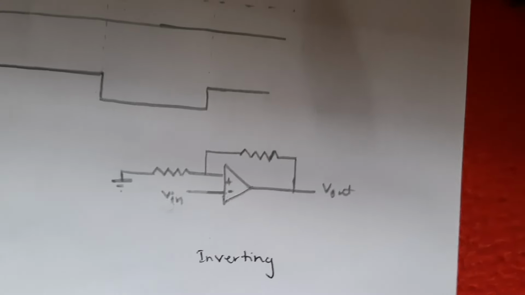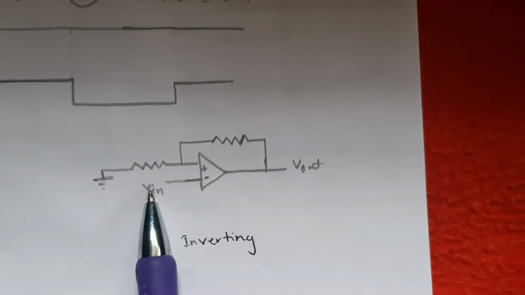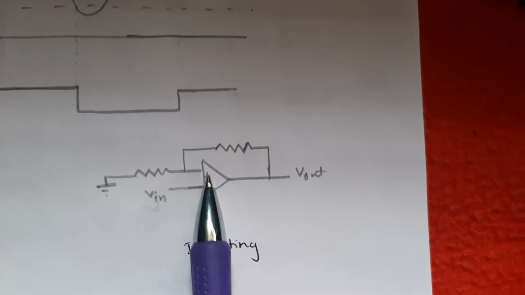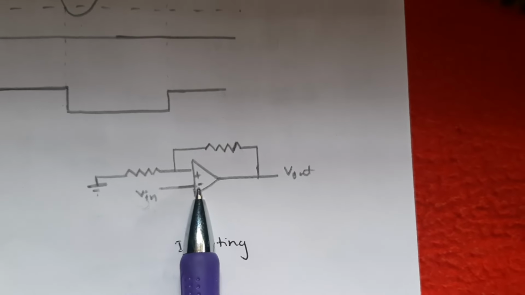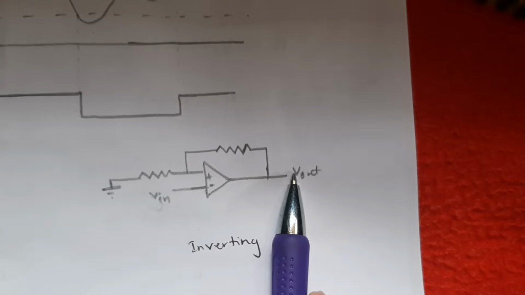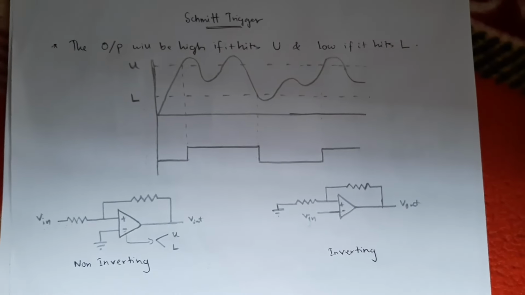In inverting, what will happen? The reverse of it. If the input is high, the output will be low. Why? Because if V in is higher than the upper, then this is negative. The more you put here, the more negative, so the output will be low. That's why in inverting, the graph will be reversed. At this point it will be high, then it will become low, then again high, again low. Like that it happens. This is the working of the Schmitt trigger, and that completes the op-amp part.